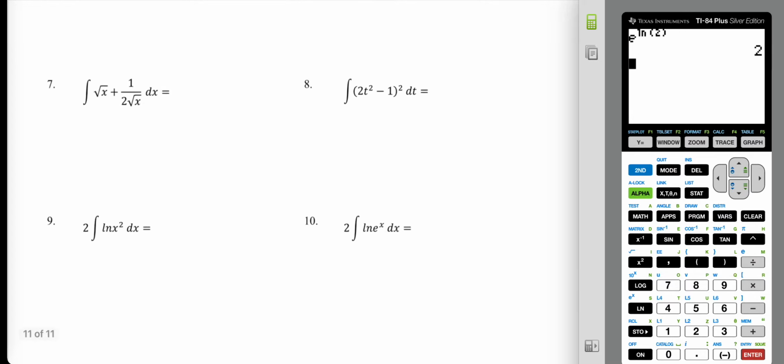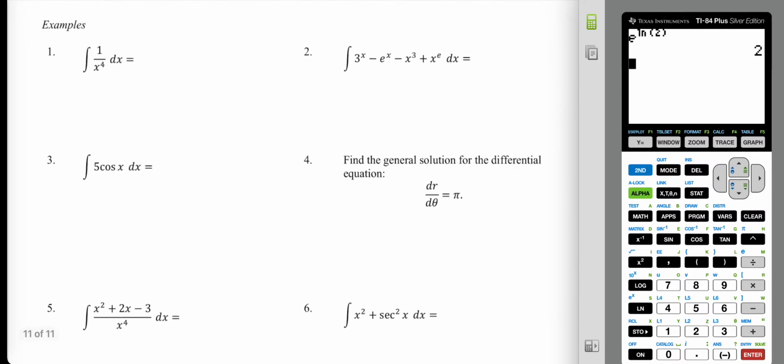Looking at page 11, these are just some problems that involve us applying some of the rules that we talked about on the previous page. So it's really just a matter of categorizing the integrand, which is the expression contained within the integral, appropriately. So taking a look at number 1, I see a 1 over x to the 4th.